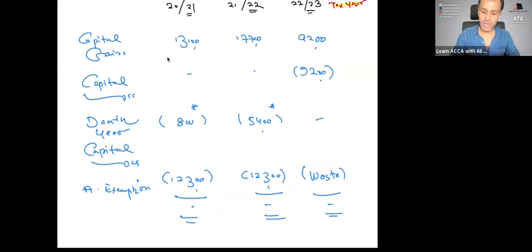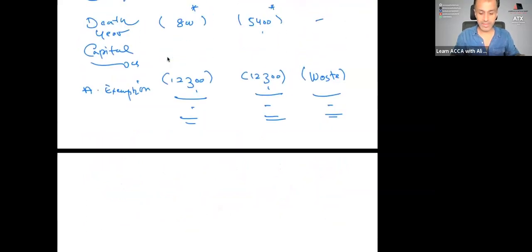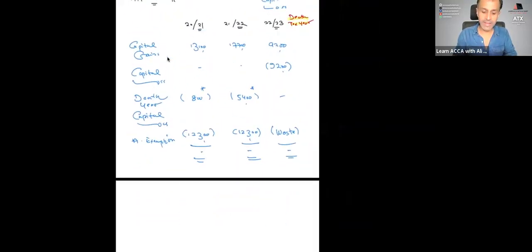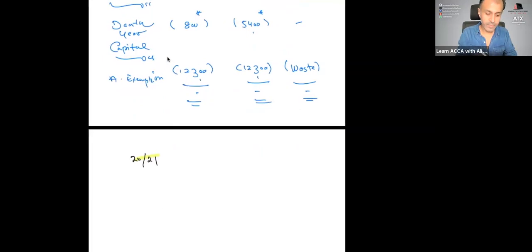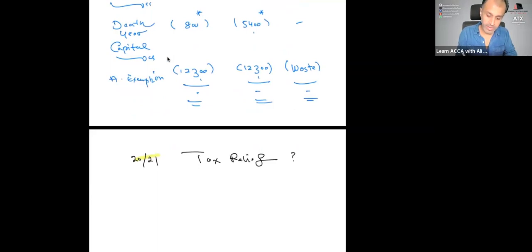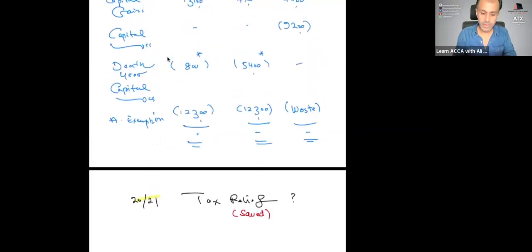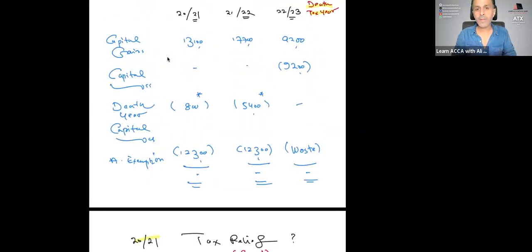Now they want us to answer the tax relief that they will end up getting by carrying the loss back. So I go and work that tax relief one by one from this tax year. What is the tax relief? Or in other words, what is the tax that they have saved?